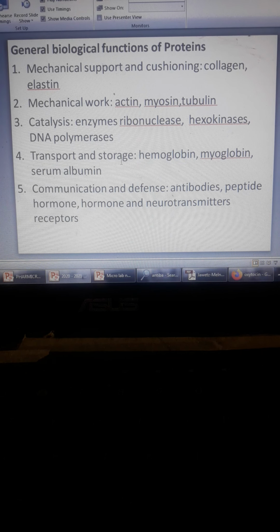Transport and storage: we have hemoglobin, the carrier of oxygen, myoglobin, the oxygen binder, and serum albumin. And communications and defense: antibodies, peptide hormones, neurotransmitters, and receptors, of course. These are the biological functions.